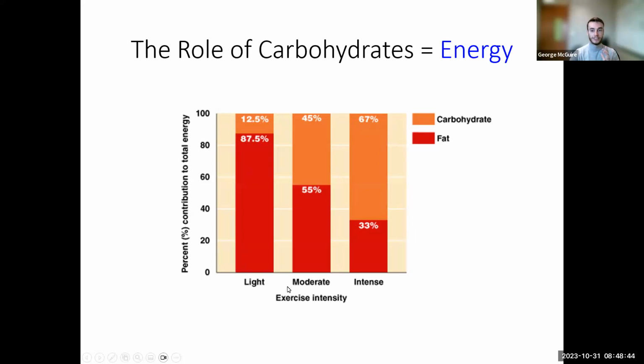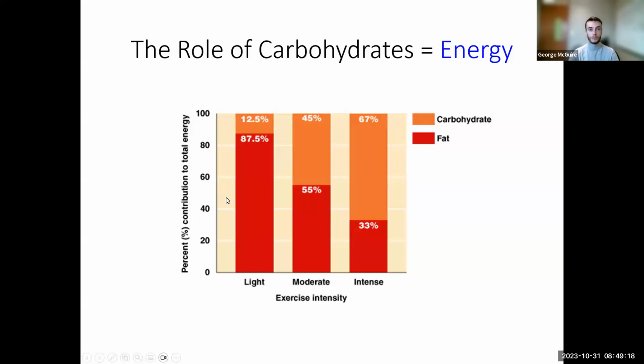So if we take a look here, this is describing the proportion of energy that came from either carbohydrates or fat during different types of intensities of an exercise over a 1-hour period. Okay. So during light exercise, so think about a long walk or a relatively flat hike, okay? A majority of the energy being used during that light exercise, so 87.5% of the energy being used, is going to come from fat, okay?